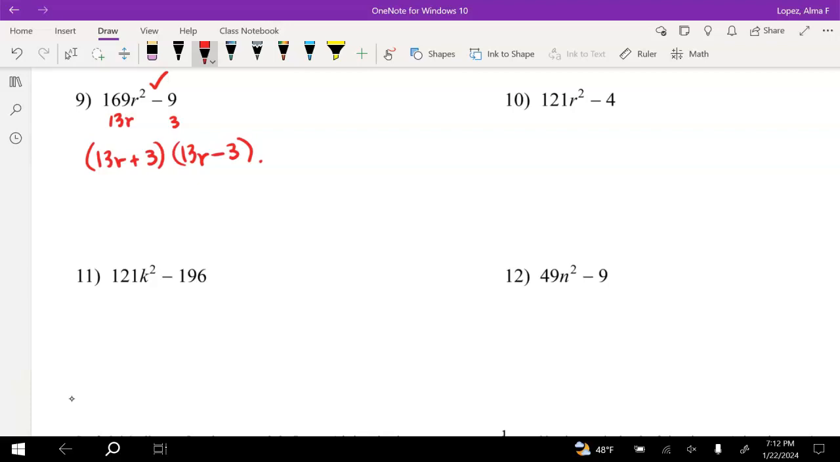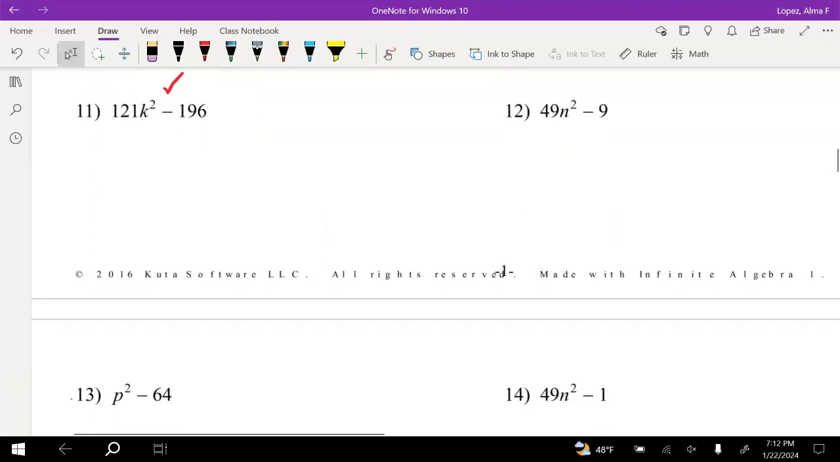Now for 121, k squared minus 196. I checked on my calculator, and first of all, a negative in the middle, that's the difference. 121 is a base of 11 that was squared. K squared is a base of k that was squared, and 196 is a number 14 that was squared. I just kind of mess with my calculator until I find the one that works.